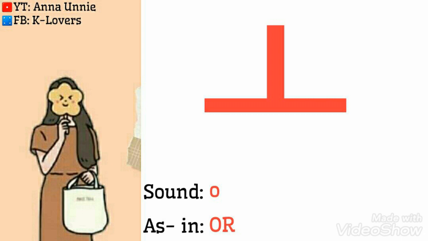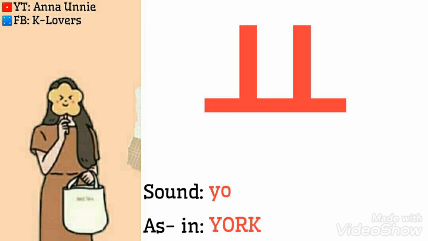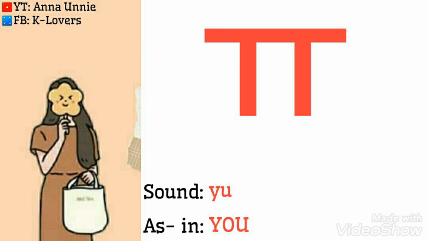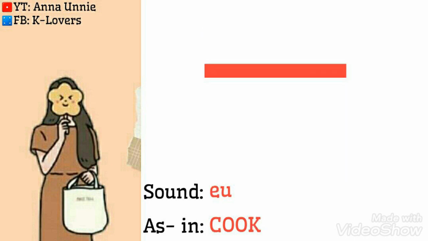This is o, as in or. This one is yo, as in York. This is u, as in zoo. The next is yu, as in you. I like you. This is u, as in cook.